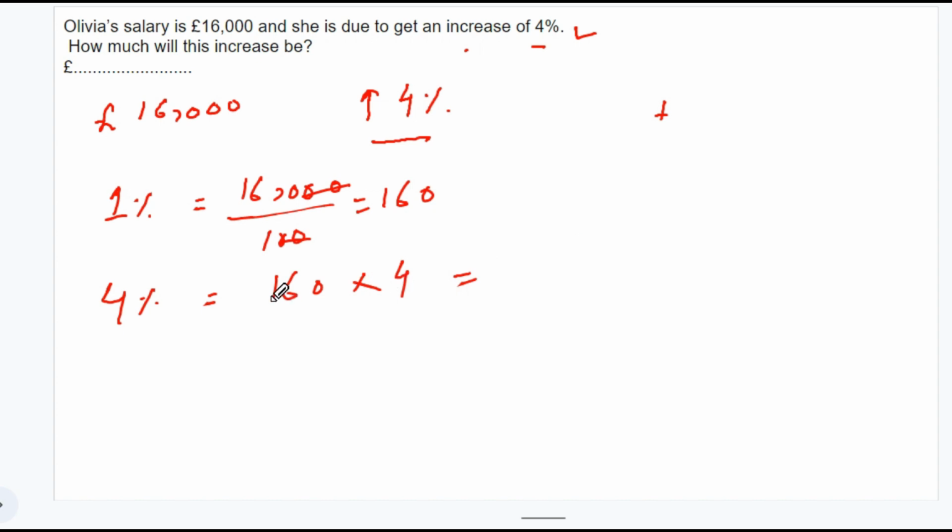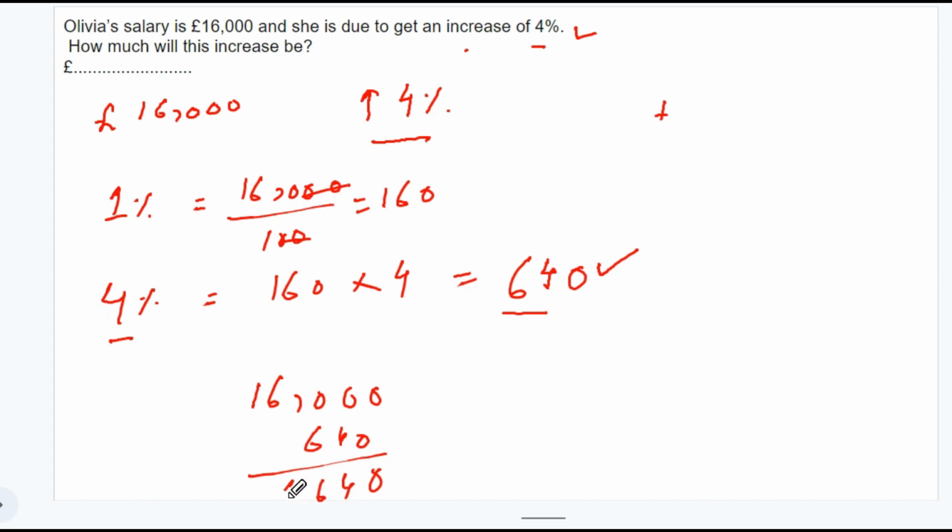So 4 times 16 is 64, and this 0 will be written as it is. Now we have got the answer of 4%, that is 640. Increase means you need to add it up, right? So we are going to add the numbers, and here you go, you have your answer. £16,640 is now her total salary.